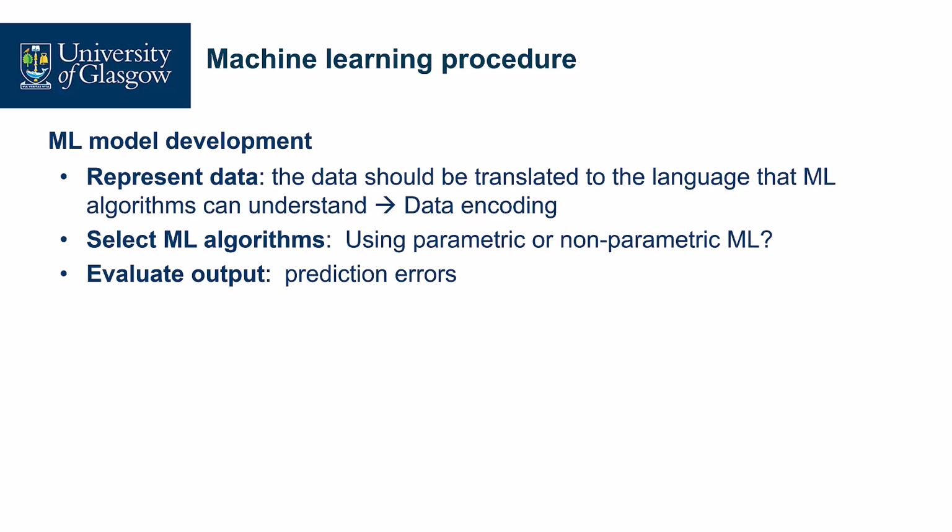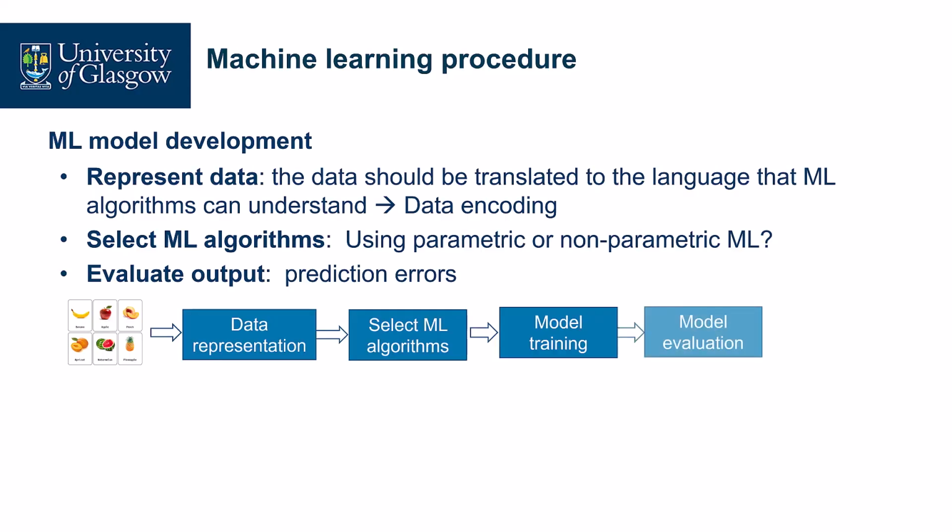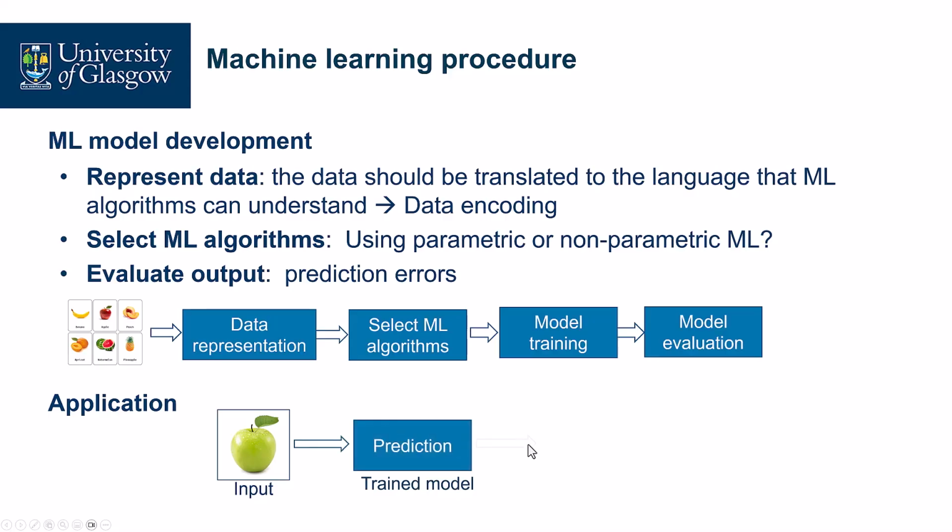So let's use an example, still the food classification. The training data is here. Then we need to represent the data to make sure the machine learning algorithm can understand the input and output. Then we will select the machine learning algorithms and train the model. When the model is trained, we need to evaluate if it's good or not. If it's good, then we can apply this model. For a new input, not in the training set, we do a prediction using the trained model, and then we will have the output. So this is the procedure.